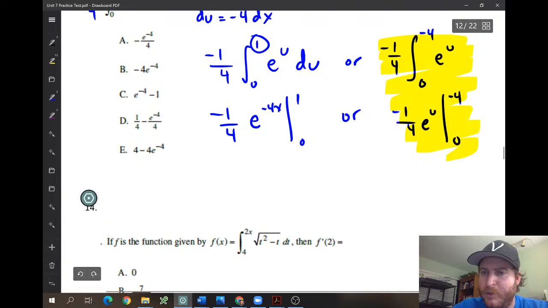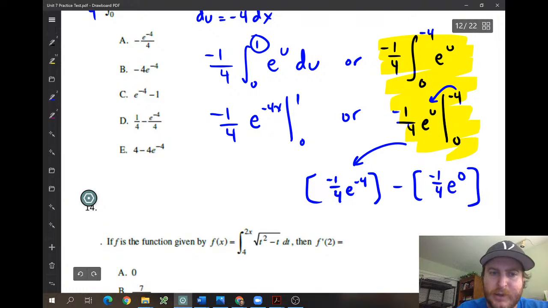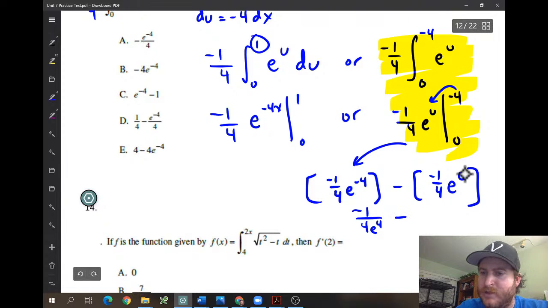I'm going to do this one. If I plug in negative 4, that's negative 1/4 e to the negative 4 minus negative 1/4 e to the 0th. But had I plugged in here, you're going to get the same answer. Now, whenever I have a negative exponent, it goes to the denominator. That's negative 1 over 4 e to the 4th, minus e to the 0th is just 1, so negative 1/4.